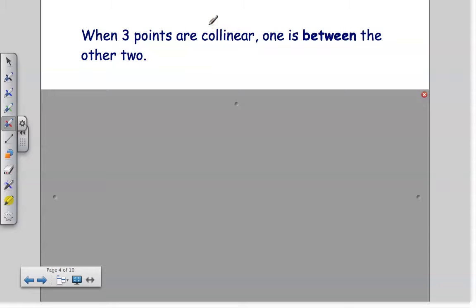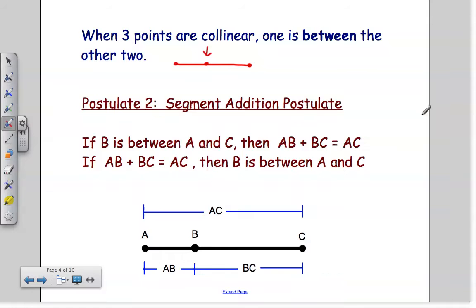Remember that collinear, co meaning together, linear meaning on a line. If 3 points are together on a line, there we go, there's 1 point, here's another point, here's another point, 3 points together in a line, one's between the other two. I would say that this one is between the other two. So profound statement, but it does help us come up with this really, really important postulate that we'll use over and over, which is segment addition postulate.